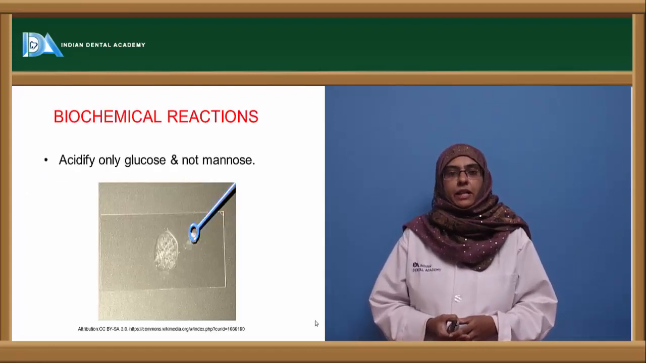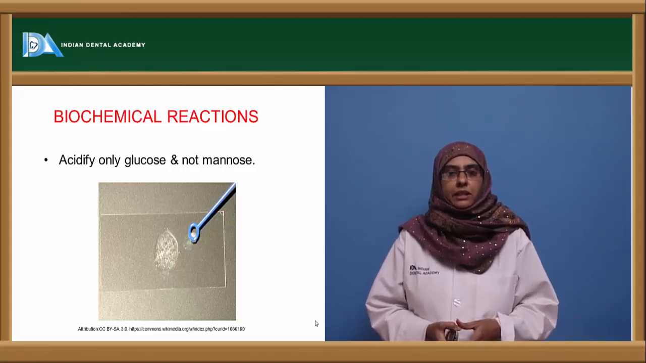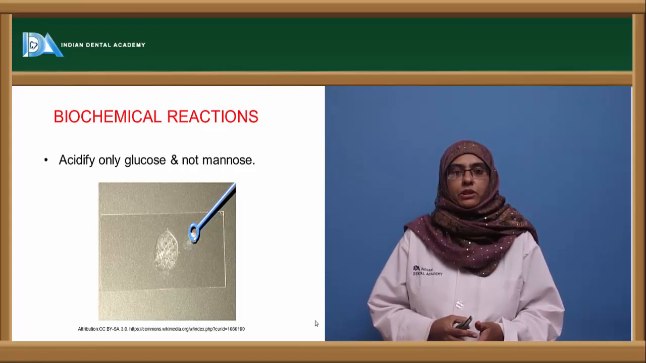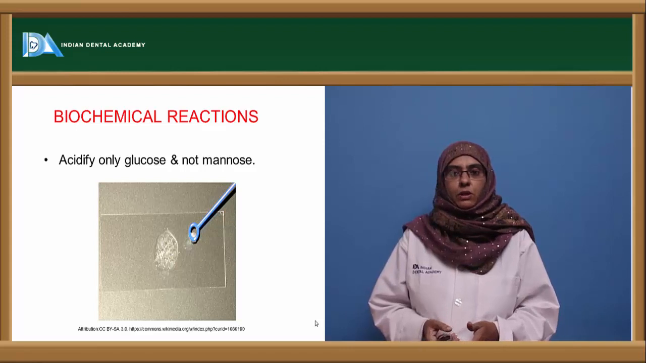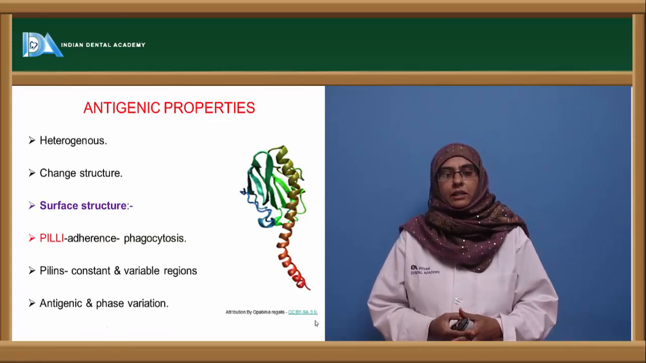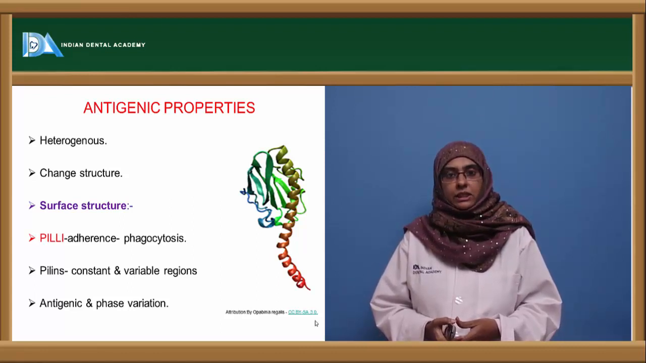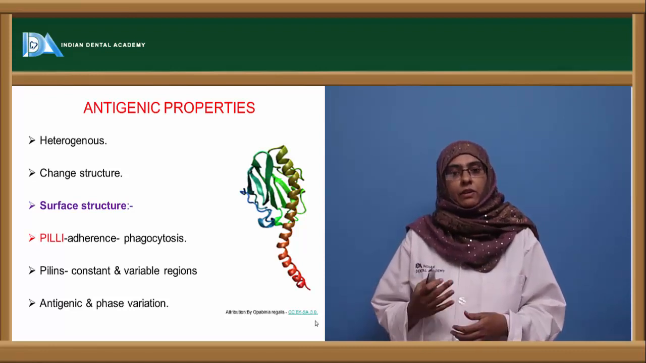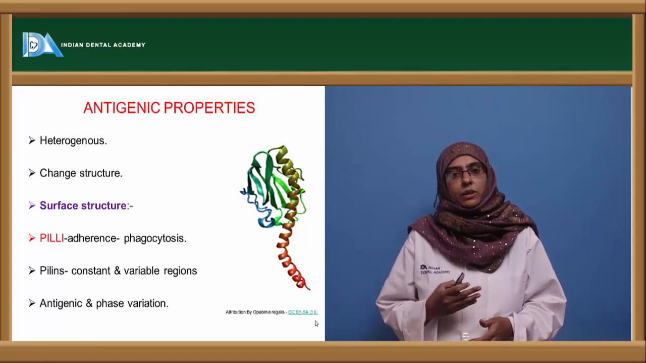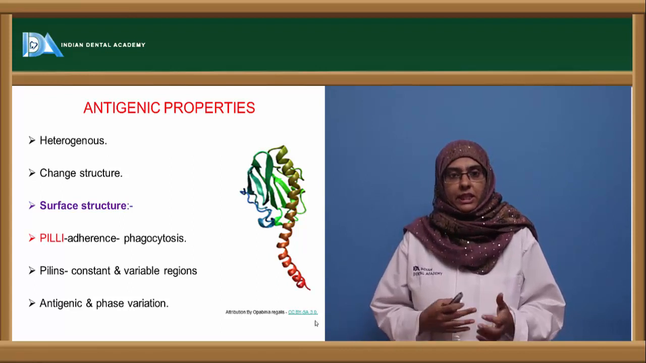Coming to the biochemical reactions, they share similar biochemical characteristics with Neisseria meningitidis, being catalase and oxidase positive, and the only difference is that they acidify glucose but not maltose. And coming to the antigenic property that is mostly involved in virulence and pathogenesis, the antigen is heterogeneous. It keeps on changing both in vitro and in vivo. In vivo, it helps the organism escape the human immune response and cause the disease. So it has the ability to change its characteristics.